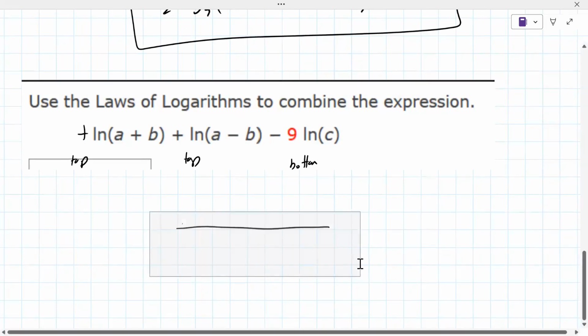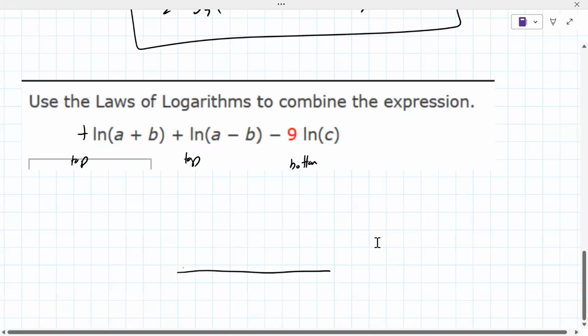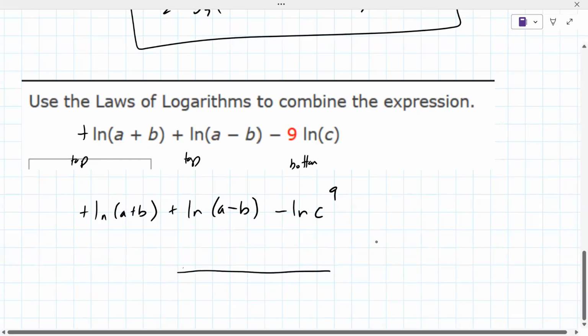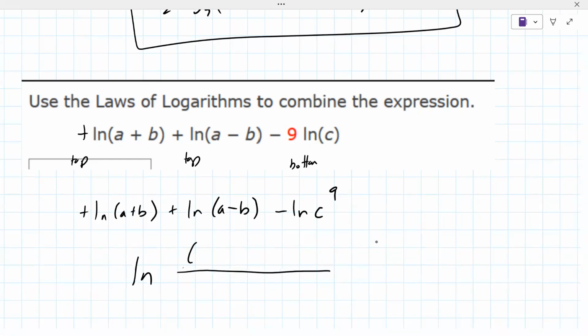However, you're supposed to first deal with the exponent. So it's this: positive natural log of a plus b plus natural log of a minus b minus natural log of c to the ninth. And so if it's positive, it goes on the top. So this is natural log out in front. And then it's a plus b on top, a minus b on the bottom. And that's your final answer.